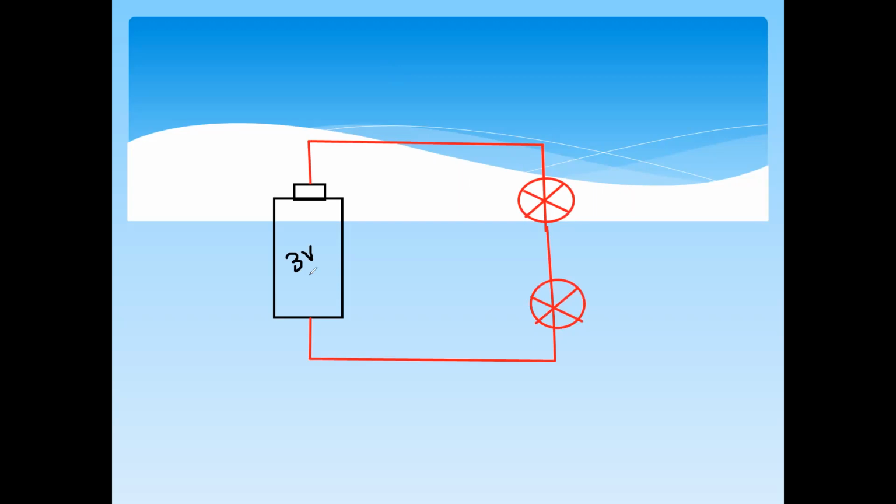So for example, we have a 3 volt supply and we connect two lamps, lamp 1 and lamp 2. Due to a chemical reaction, there is a charge coming out. So first, what is the EMF? What is labeled on the cell is known as the EMF.